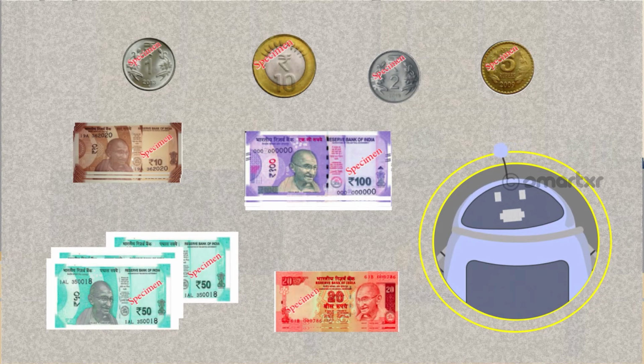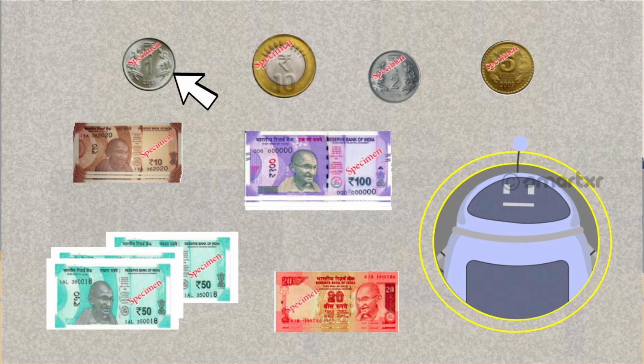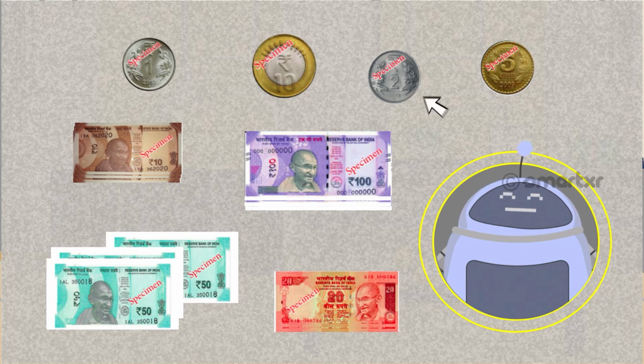I have collected so many coins and notes. I have collected all the four coins. Look! This is the 1 rupee coin. It has 1 written on it. This is the 2 rupee coin. And it has 2 written on it.